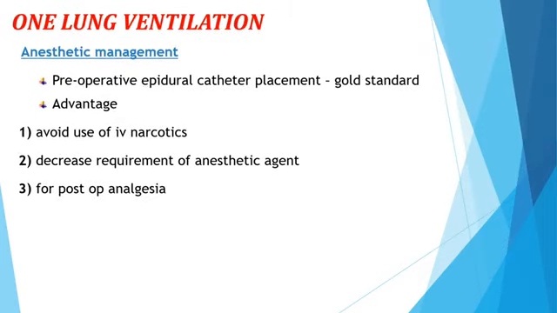One lung ventilation. This is one of the important things. You should put two lines under this title, one lung ventilation. How to ventilate one lung while the surgeon works on the other lung. So, pre-operative epidural catheter placement is the gold standard. The advantage is to avoid use of IV narcotic and decrease the requirement of the anesthetic agent for post-operative analgesia.